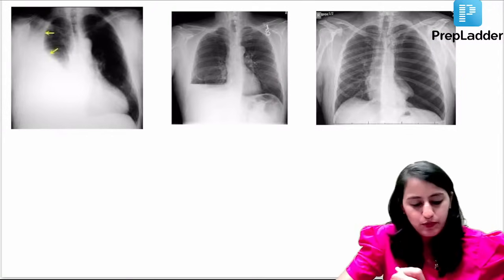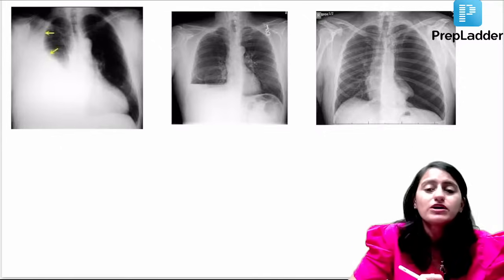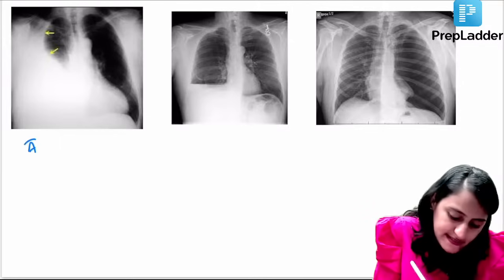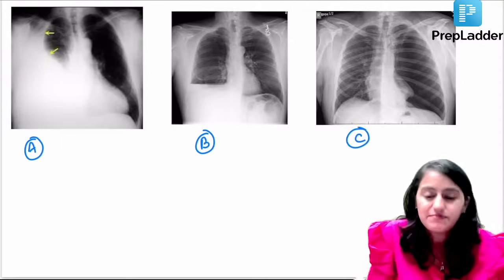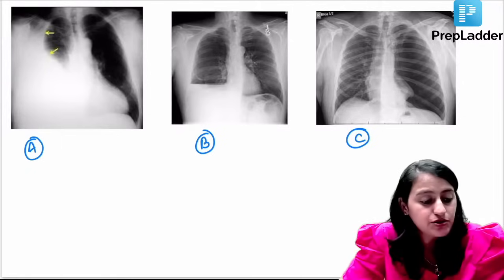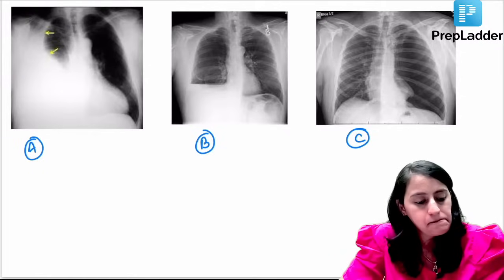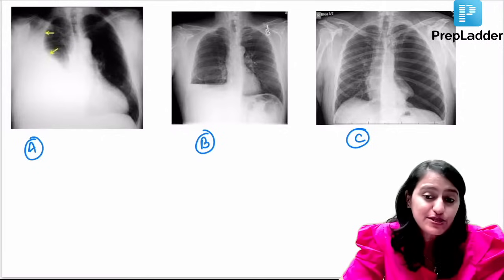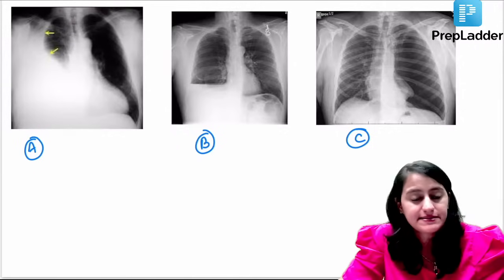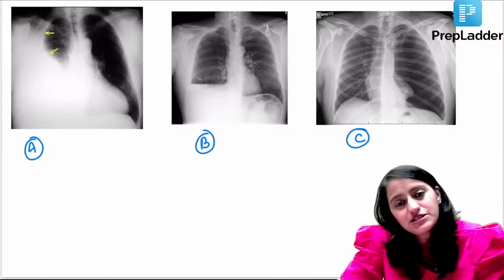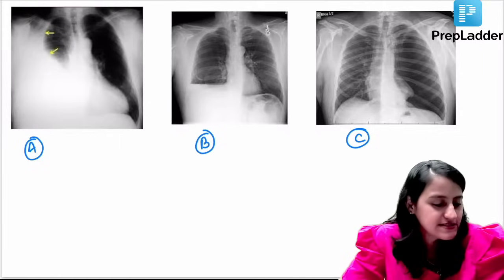Going to the next image, again very, very important: which is pleural effusion, which is pneumothorax, which is hydropneumothorax. Image A, image B, and image C. Which is hydropneumothorax? ARDS is non-cardiogenic. So there's no cardiomegaly in ARDS and less of vascular congestion. The cardiogenic pulmonary edema will have cardiomegaly and more vascular congestion.